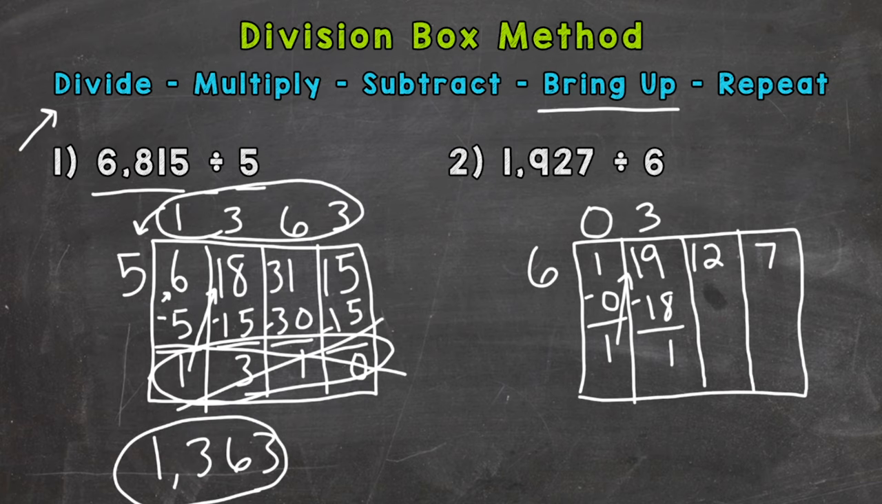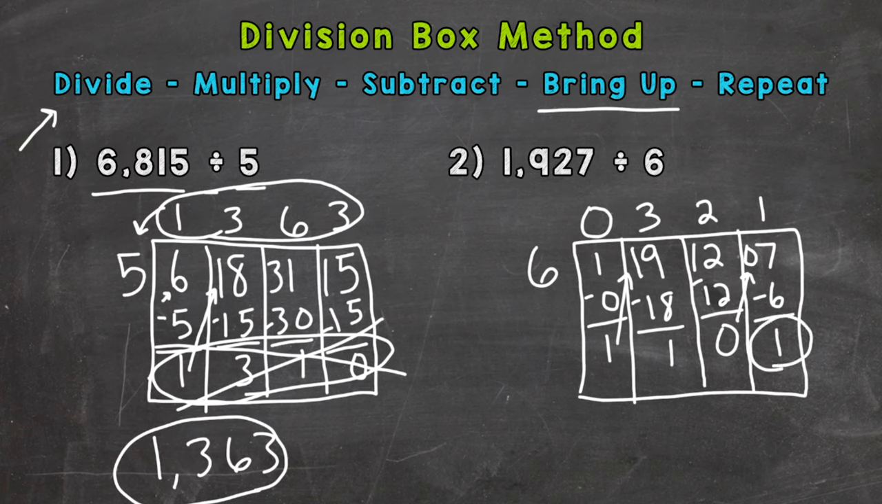So 12 divided by 6, how many whole groups of 6 out of 12? Well, 2. Multiply, 2 times 6 is 12. Subtract, 12 minus 12 is 0. So we can bring that 0 up, and we have 7. So we're going to end with 7 divided by 6. How many whole groups of 6 out of 7? 1. 1 times 6 is 6. 7 minus 6 is 1 here.